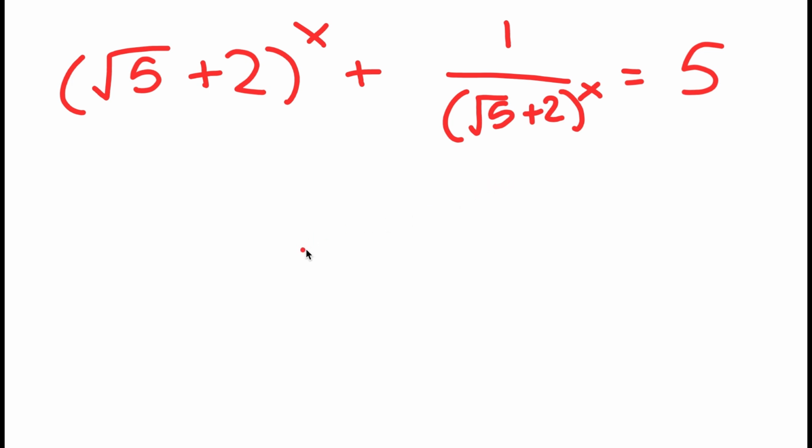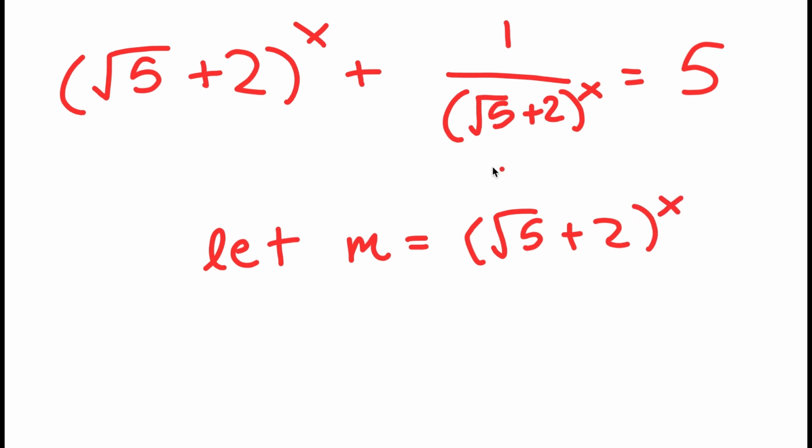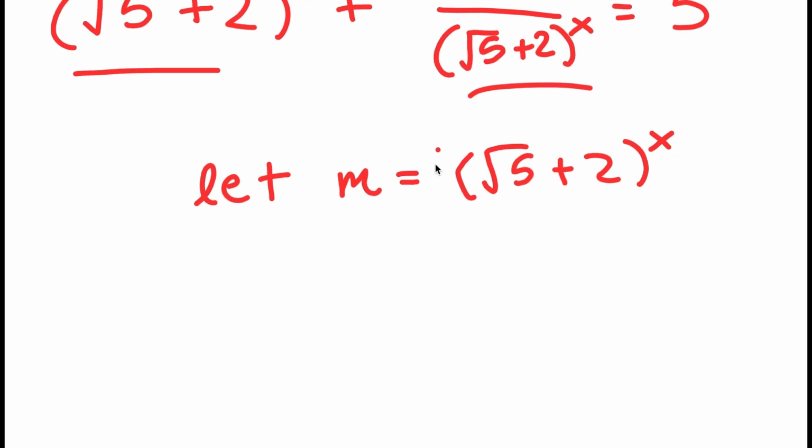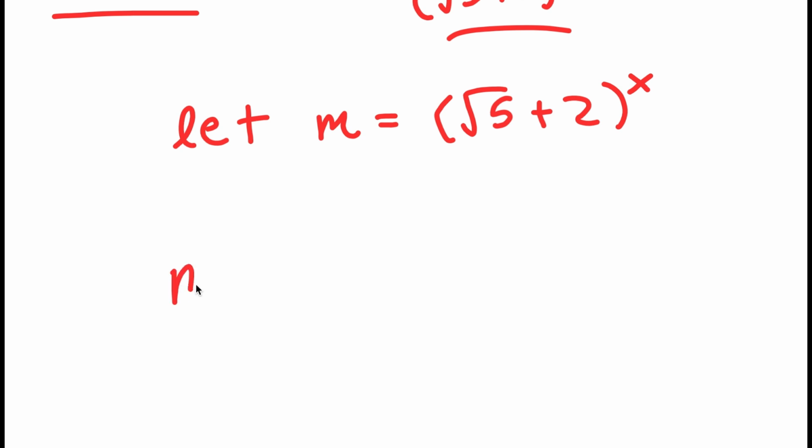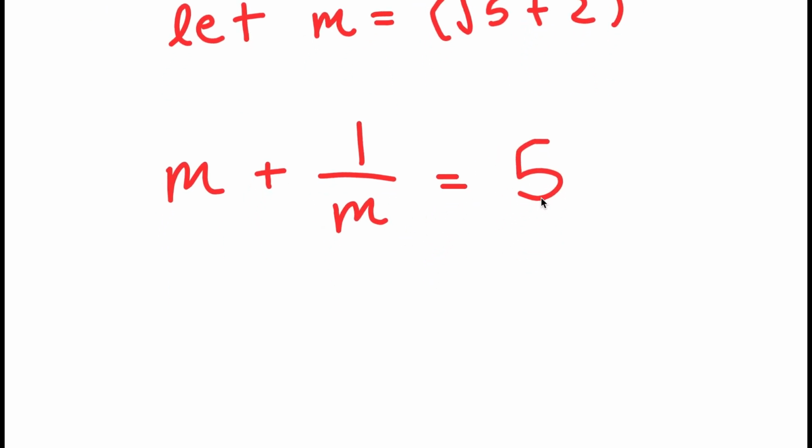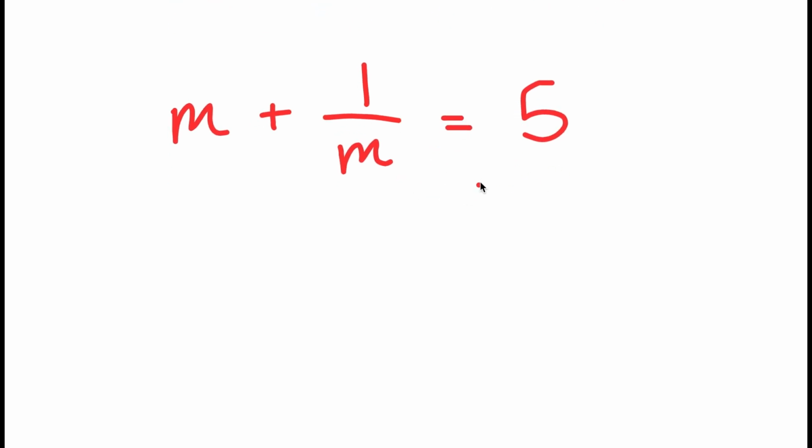Now from here, I'm going to let the variable m equal the square root of 5 plus 2 to the power of x. So this way I can substitute in for these two terms, and it's just going to make the equation a lot simpler to solve. So if I substitute it in, I have m plus 1 over m is equal to 5. And look at how much simpler and less convoluted this equation is now. It seems a lot easier.